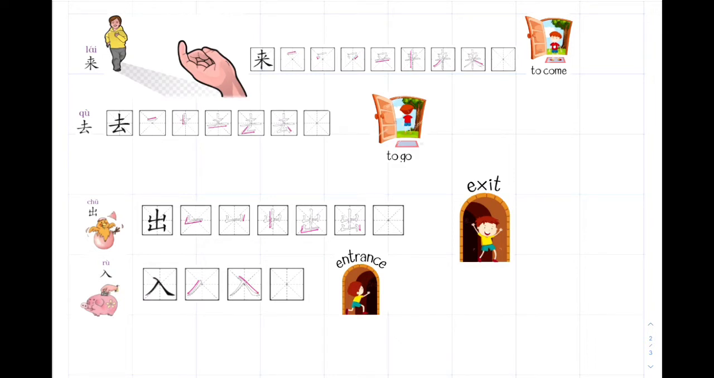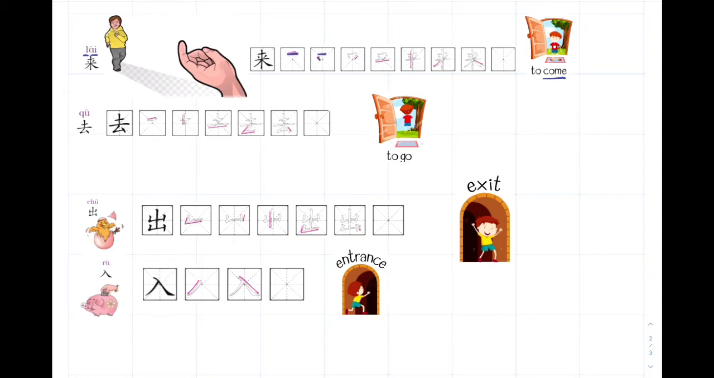Okay, the first one, 来, come. 来, it means come. I find that those illustrations are very helpful, so I got them. Hopefully they can help you to visually memorize the character. 来, okay, let's write it down right now. 来, let's see how many strokes.